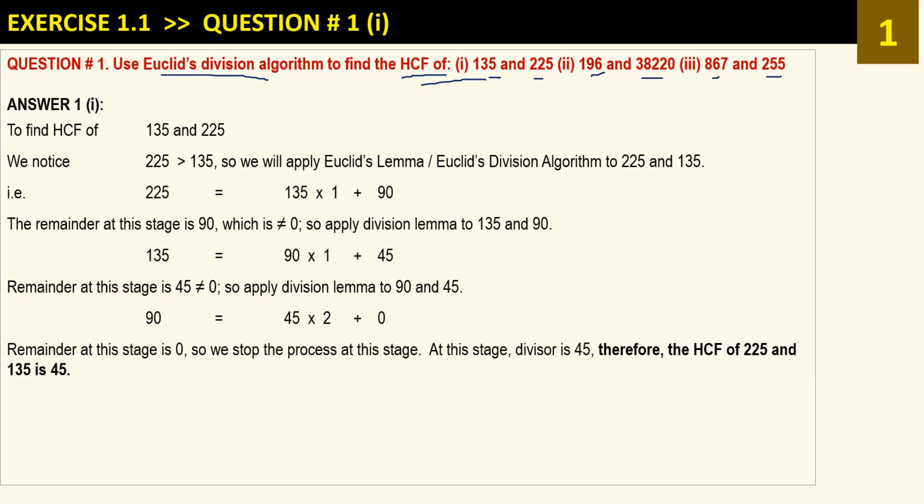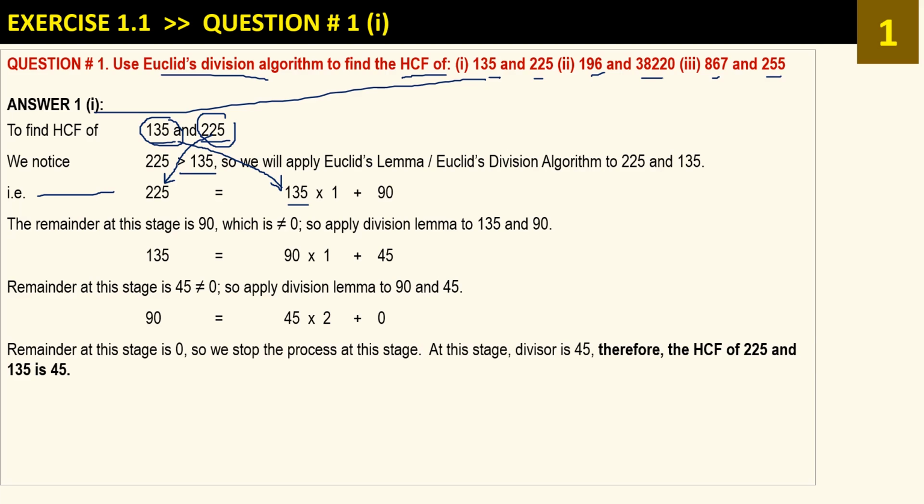Now the answer to the first part is that we have to find the HCF of 135 and 225. We notice that 225 is greater than 135. So when we are using the Euclid's lemma or Euclid's division algorithm, we shall keep the bigger number in this position on the left hand side, which is the dividend's position, and the smaller number will take up the position on the right hand side as that of a divisor, that is 135 in our situation here.